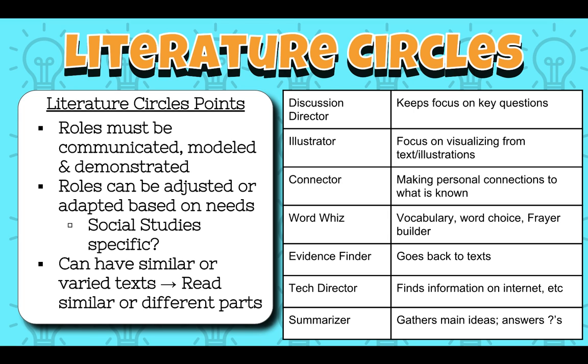Everyone has different methods for this, but it really comes down to what are the roles you're going to give kids. How are they going to be communicated, modeled, and demonstrated for the novel in an hour or a literature circle? You have to have roles defined. You have to practice each role. There has to be a lot of scaffolding and modeling throughout this. Obviously, you can adjust all these. These are just some examples.